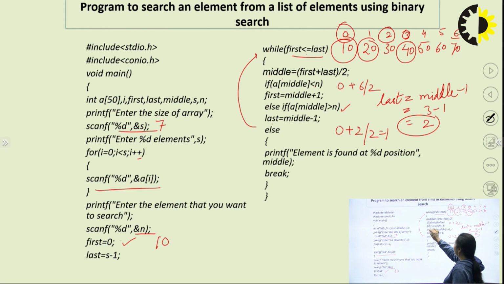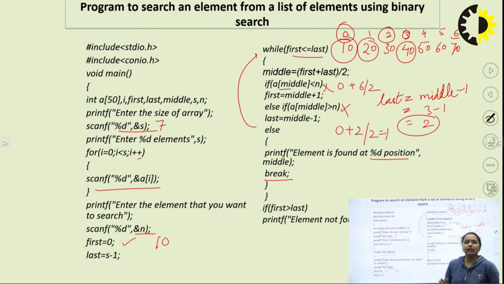So now compare. This condition will become false. This will become false. In the else condition, the element is found at the middle position. What is your middle position? 0. So we are getting the value at the 0th position. Now we will break the loop and come outside the loop. But if the element is not found, if first is greater than last, in that particular case the search is unsuccessful.